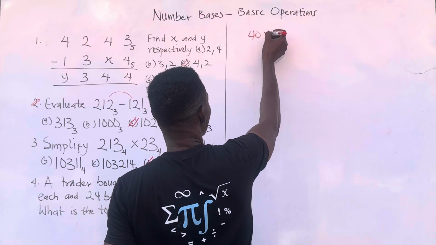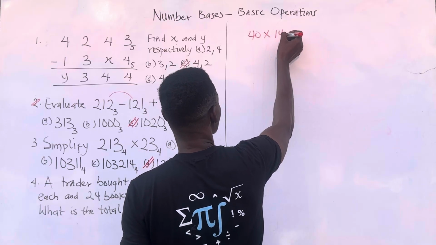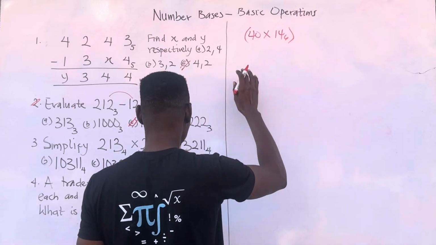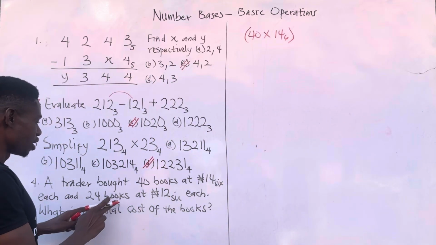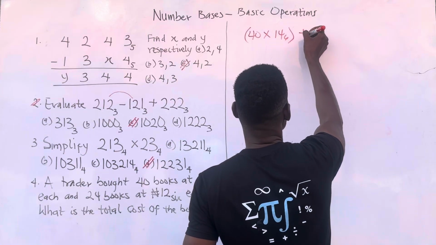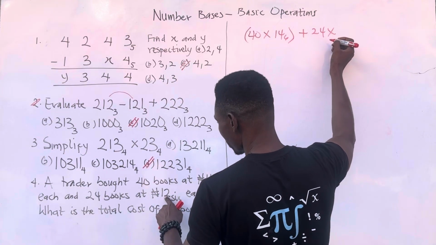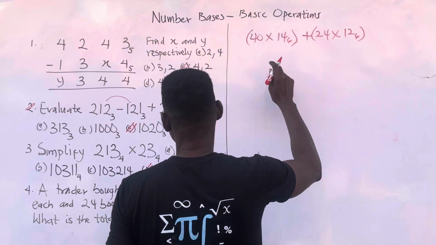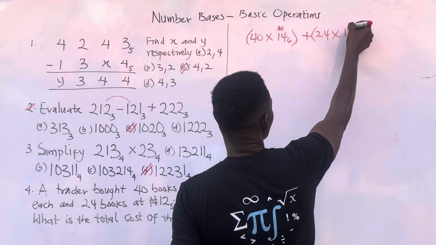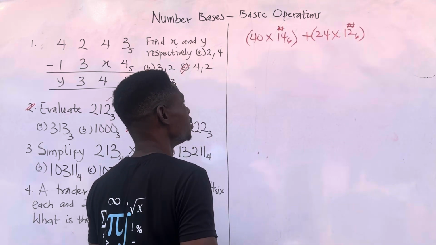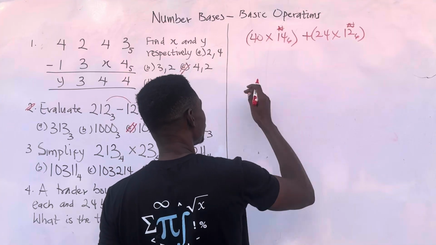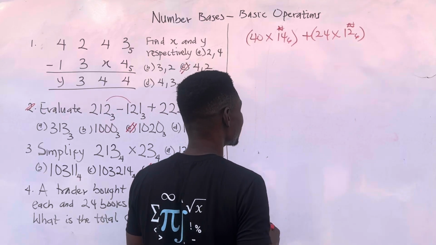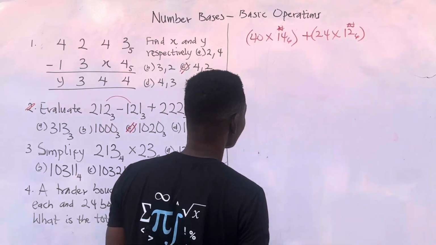40 books, and each one is 14 base 6. So this is the total cost of all of these first 40 books. Now the other 24 books will have 24 multiplied by the price of each, which is 12 in base 6. Remember there's a currency attached to these prices, but the principle is still the same. You are multiplying 14 by 40 in base 6, and you're multiplying 12 by 24 in base 6. So we'll just get the two answers and add them. That's all. So that's the total price.